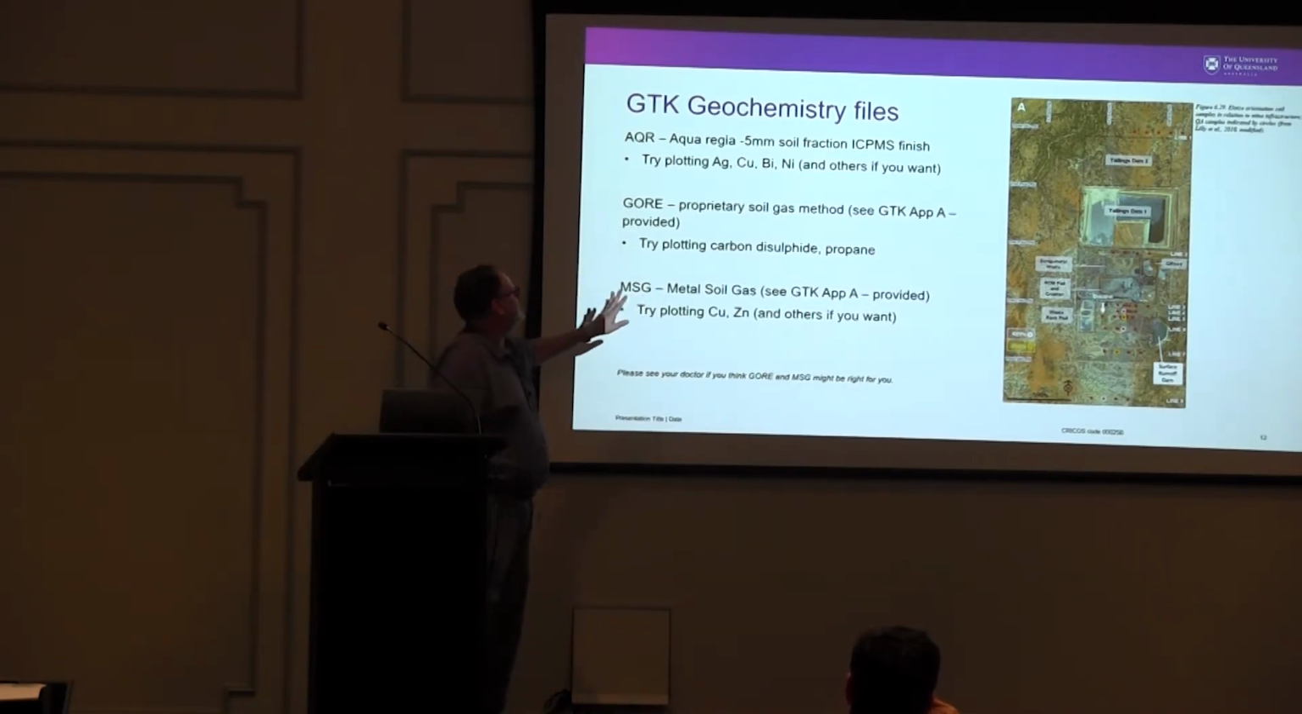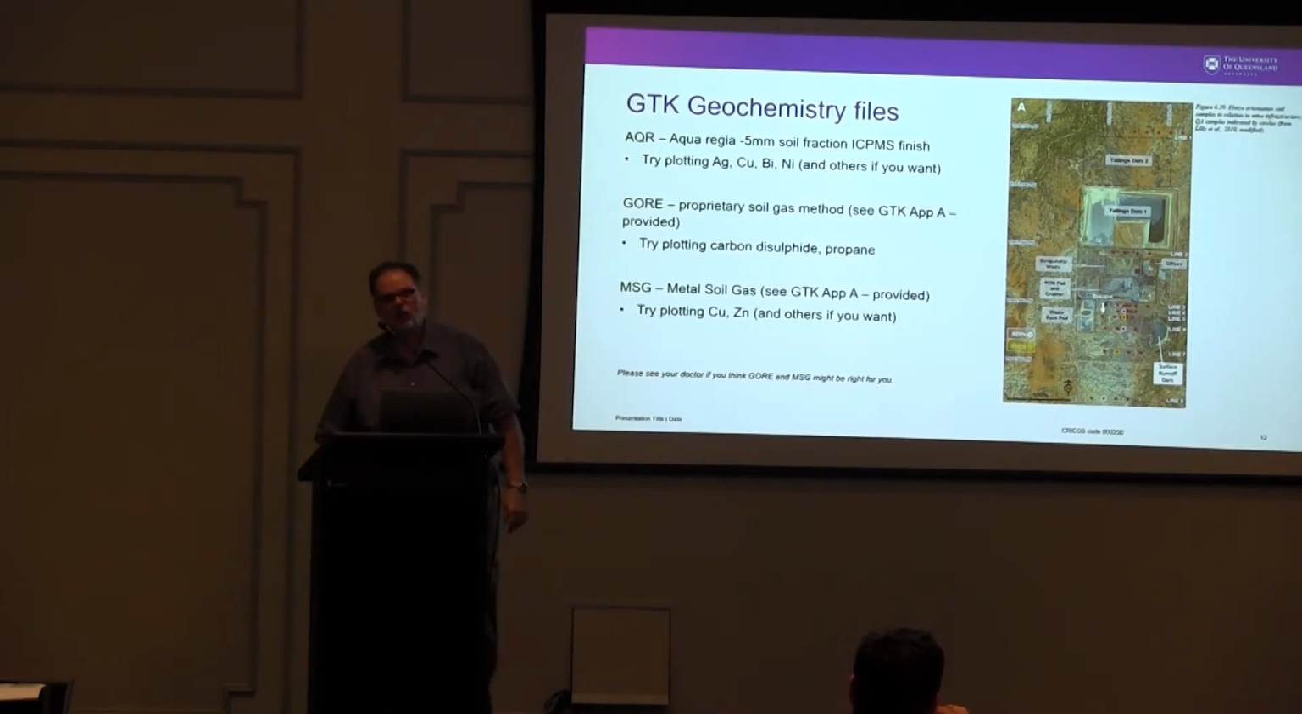In the case of this, there was an orientation survey that was done by Xstrata in 2009, looking at three different things. They did an aqua regia soil survey. And so once we get that data input, we're going to try plotting silver, copper, bismuth, and nickel, because those are the ones that they found to be interesting.